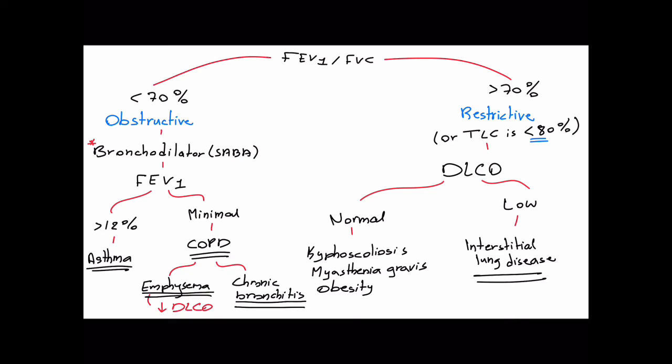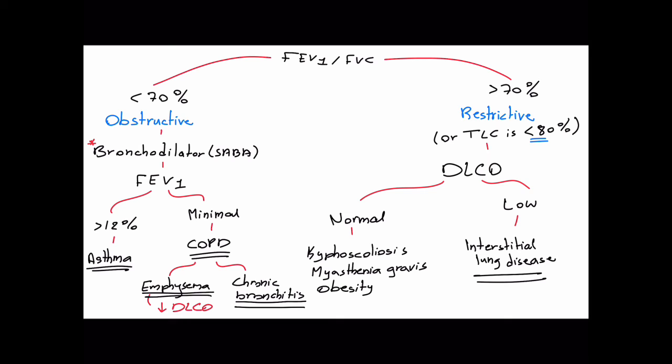Now, when it comes to restrictive lung diseases, we're not actually going to look at the FEV1 over FVC ratio directly because it can be normal in cases of restrictive lung disease. So because of that, we're going to look into the total lung capacity, and it should be less than 80% of the predicted value. Once we figured that out, we can move on to the DLCO.